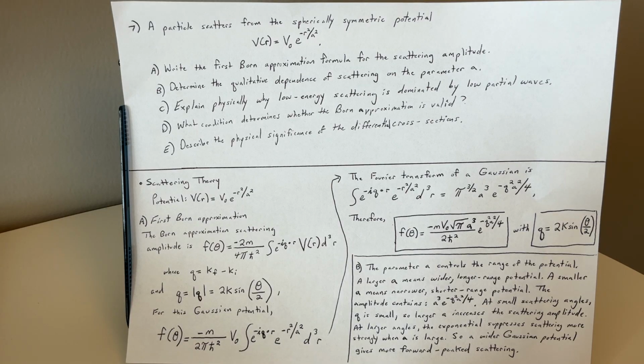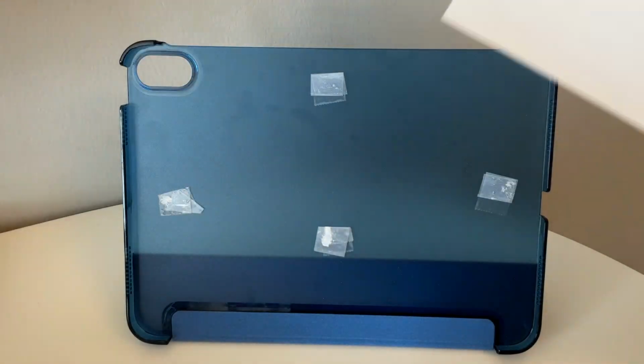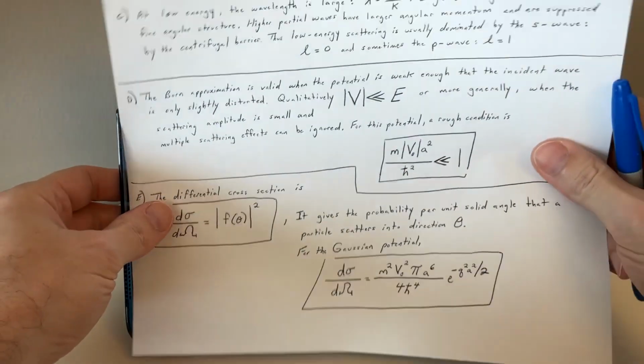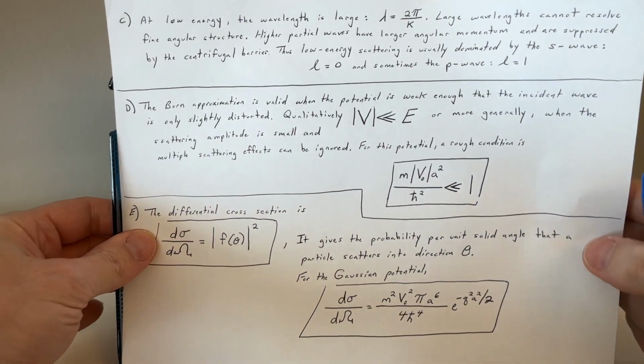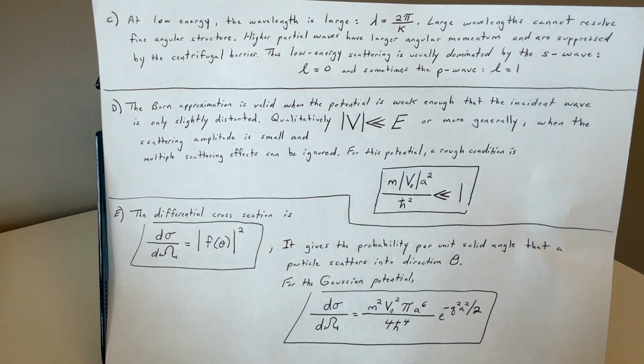And now let's go to letter C and D, E. That's on the next page. Okay, letter C. So what do they want for letter C? Explain physically why low energy scattering is dominated by low partial waves.